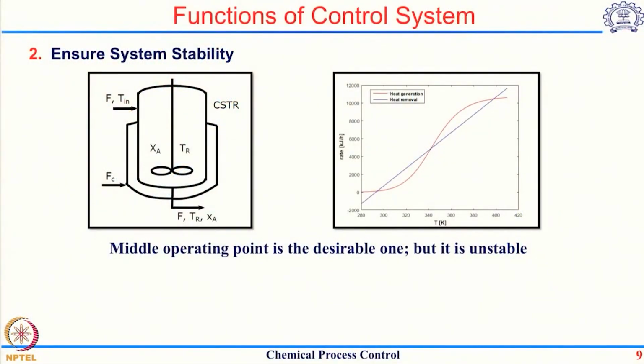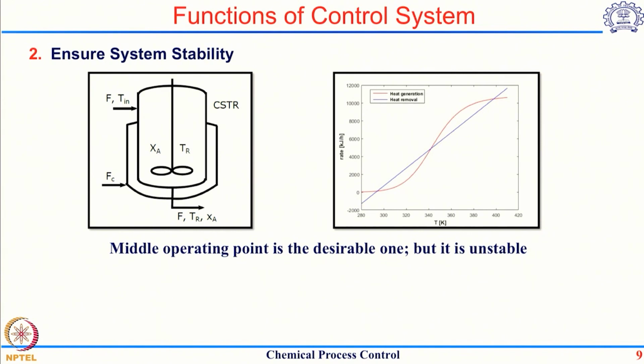Similarly, even chemical systems can sometimes be unstable, and the job of a control system is to stabilize that particular unstable operating point. The example of such a system is an exothermic CSTR, which you might have studied in your reaction engineering course. You can see that it is an exothermic CSTR, and therefore in order to maintain the temperature inside the reactor, you have to have some sort of cooling mechanism.